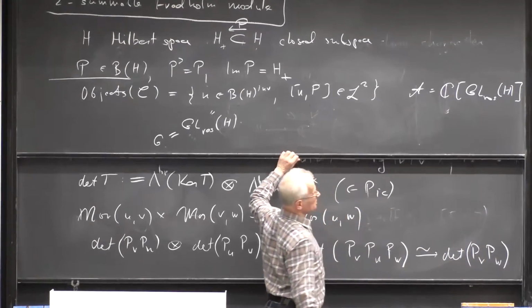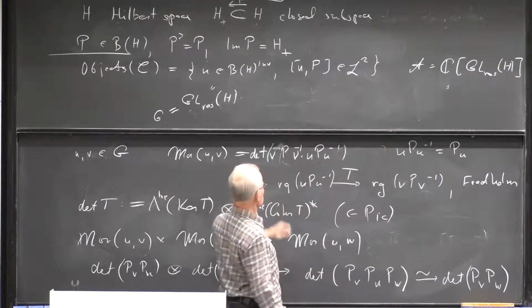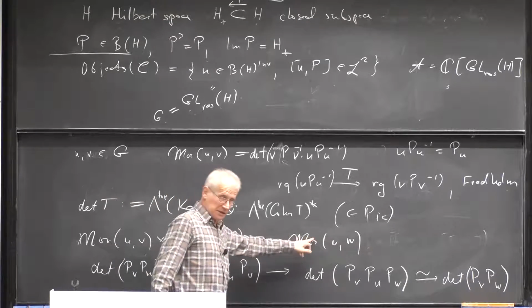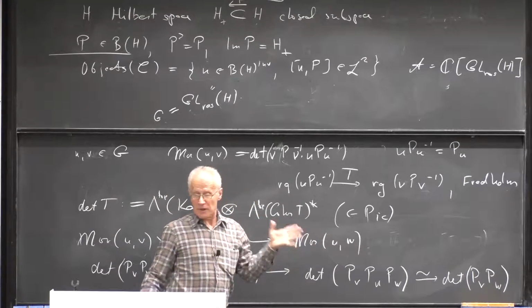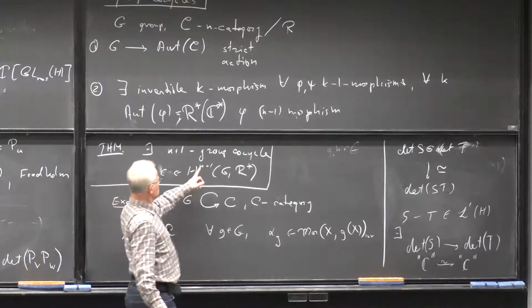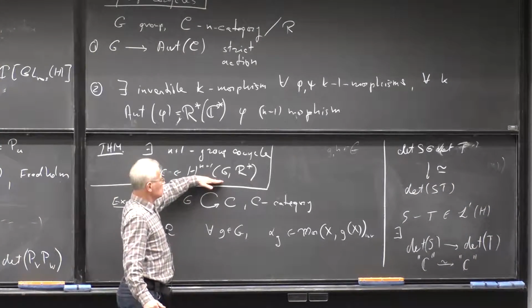And that's our composition of morphisms. So now I've got a composition of morphisms. Now I've got my category. Now I've got my two-cocycle, right? So n equals 1, I've got a two-cocycle.